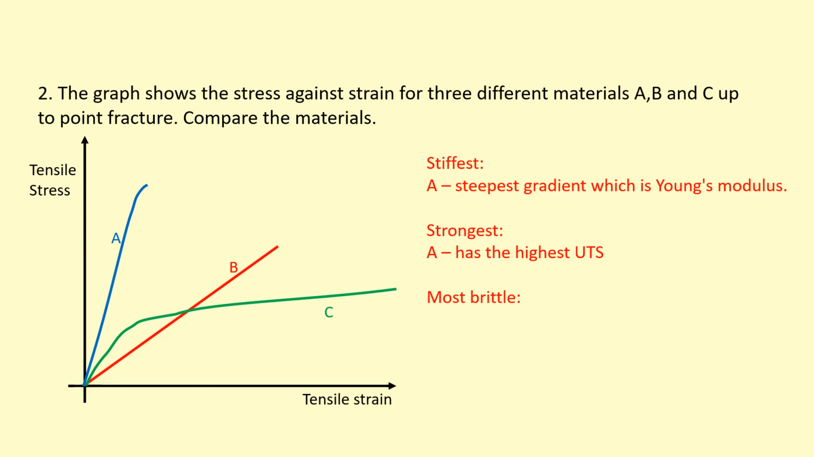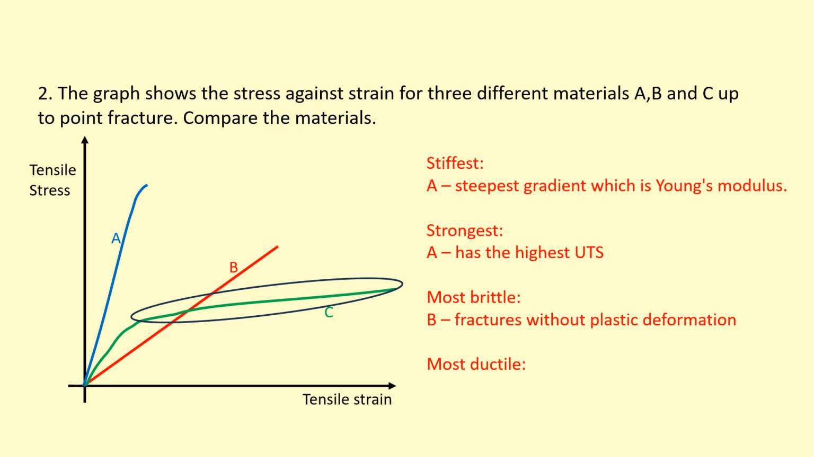Okay, which one's the most brittle? So one that snaps or breaks, fractures without any plastic deformation, and that's B. So B fractures without plastic deformation, so it's the most brittle, followed by A and then C, which is undergoing the most plastic deformation. So that also makes C the most ductile. As you can see, a big plastic deformation section over there.